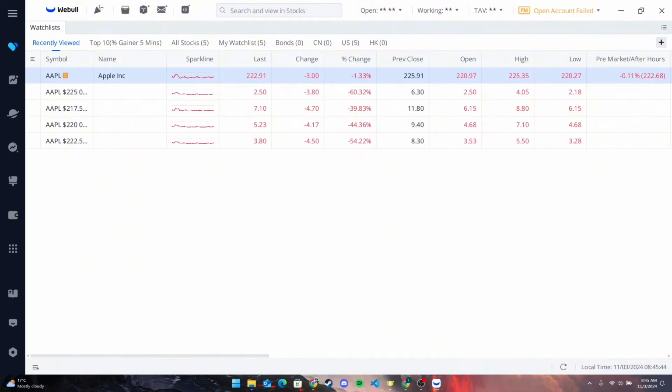Second is navigate the home screen. The home screen provides an overview of your portfolio, market data, and news. You can easily monitor your investment here.